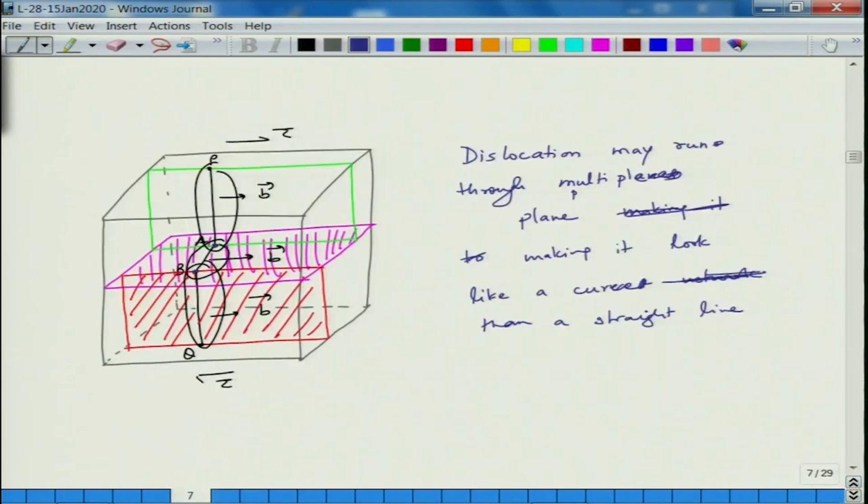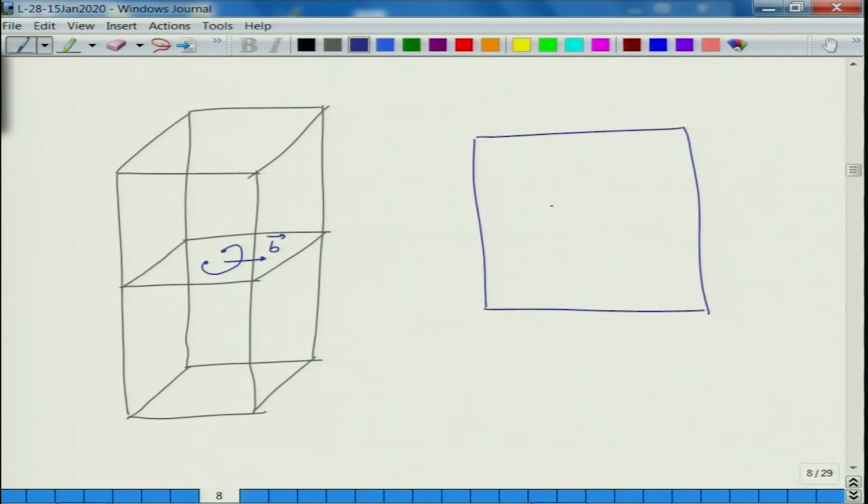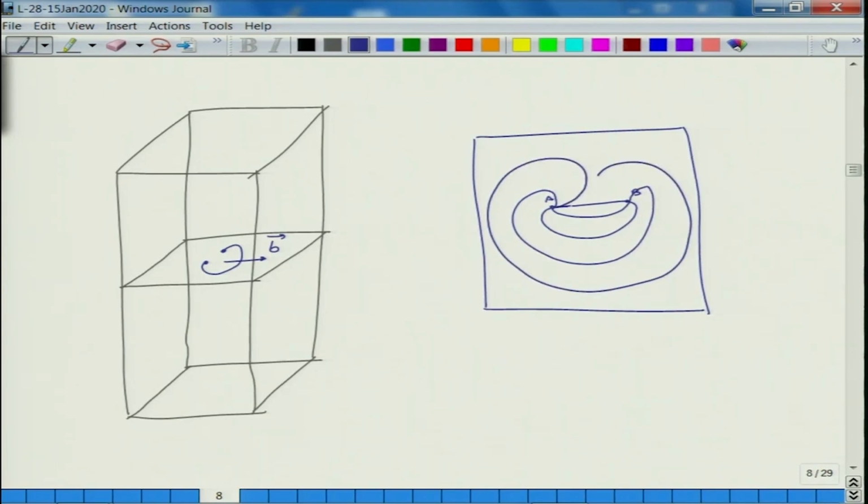So, when you apply stress along this direction, let us say the Burgers vector is there, the dislocation tends to balloon itself, and this is the Burgers vector, let us say. So, macroscopically speaking, the dislocation will look something like this. These are the two ends. Initially the dislocation was this, let us say this is A and B. When you apply stress, it becomes like this. When you apply further stress, it becomes like this. When you apply higher stress, it becomes like this, and when you apply even higher stress, it turns like this.